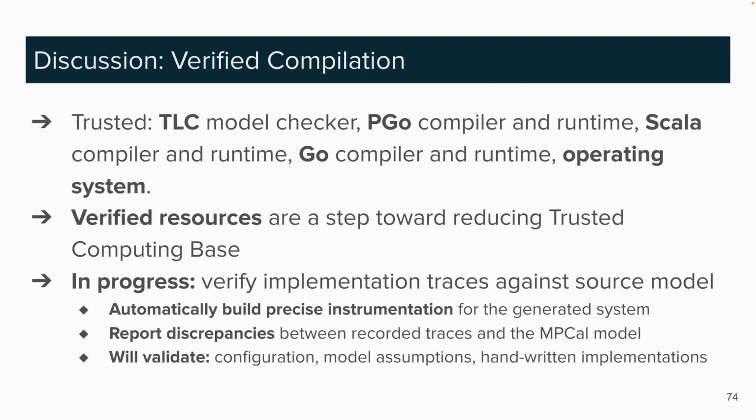So what this means is if you configured your implementation wrong and it does something the model doesn't allow, you'll find out. If your model assumes things that aren't really true about time or networks, or similar to the situation with Vardy, where it assumes that you can send infinite-sized packets on a UDP connection, which is not true, you will find out. And if your handwritten implementation of some resource is wrong, you will also find out. So this seems quite promising, and we are currently actively working on it.